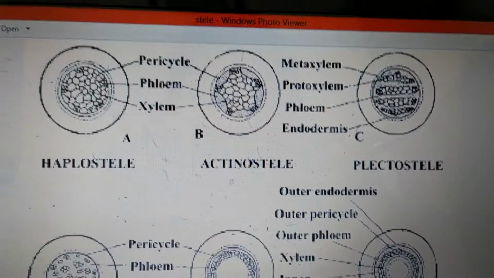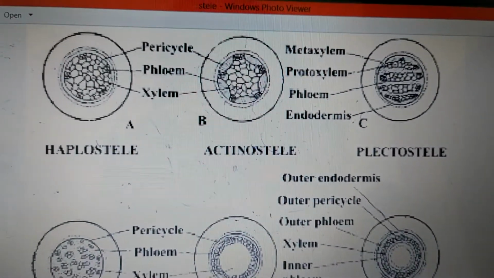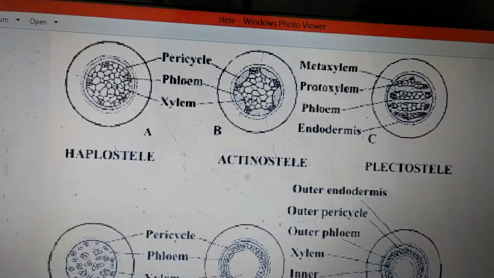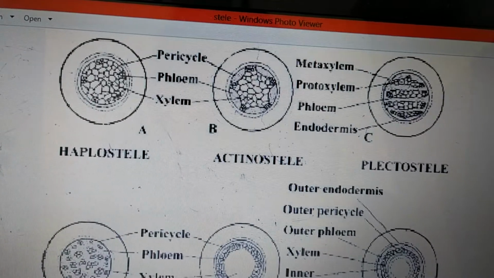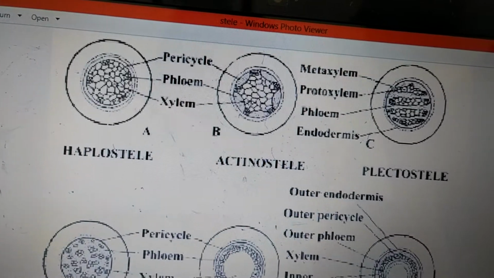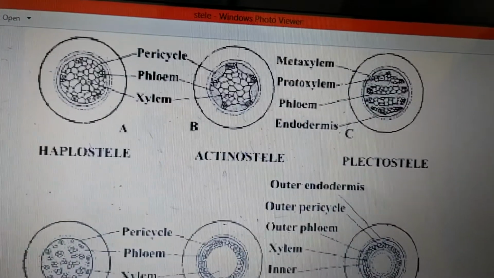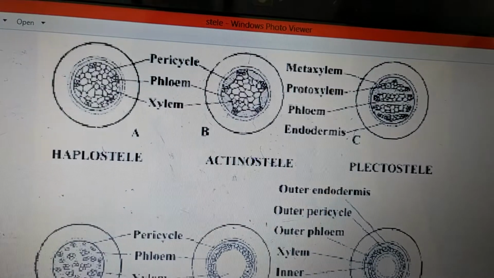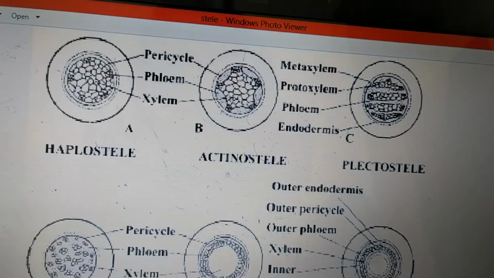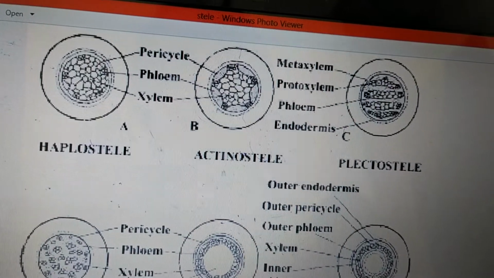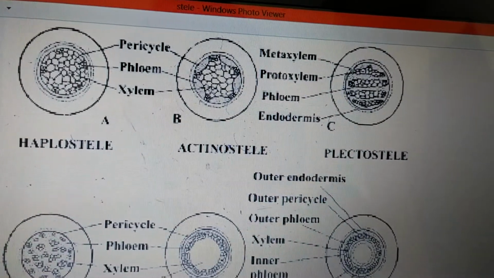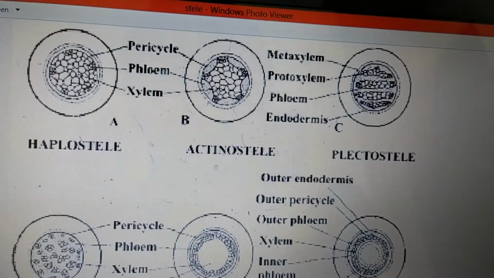So here we will begin with the first type of stele, called protostele. This protostele is the simplest form of a stele and it is considered to be the most primitive type. Primitive in the sense that pteridophytes are the first vascular plants on the land. The presence of stele began in pteridophytes only, and it was modified into higher forms in gymnosperms as well as angiosperms, which we will be looking at now. So the protostele is the most primitive type of stele.